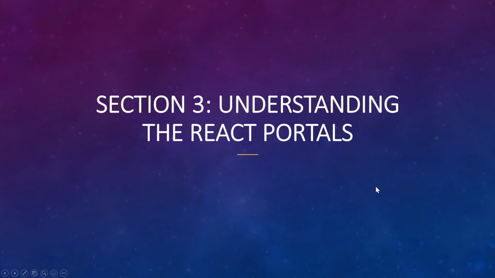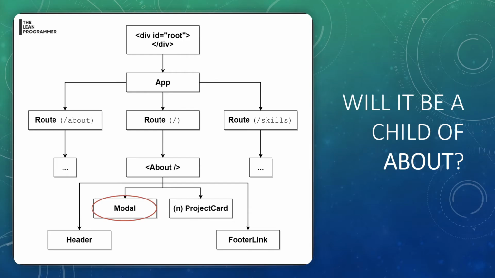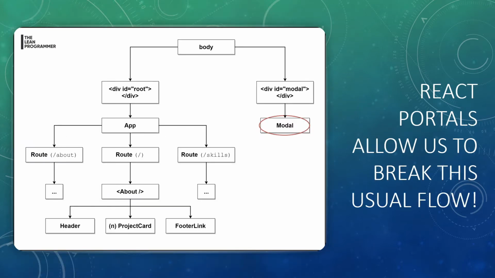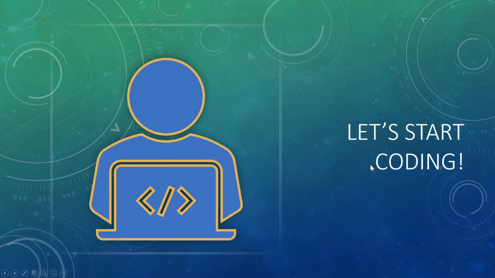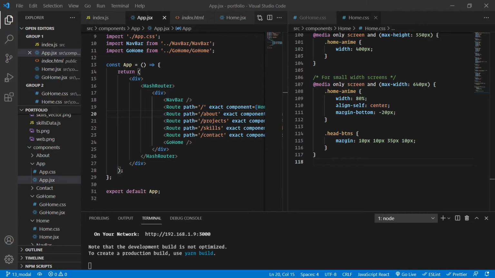Welcome back. In the previous video we saw why it is not a good idea to place our model as a child component to some other component. Rather, we are going to place our model inside a top level element, which is going to be a div with id model, a direct child of our body. And we also saw that React portals allow us to break the usual flow and do things like this. So in this video, let's start coding it out and implementing our first React portal.